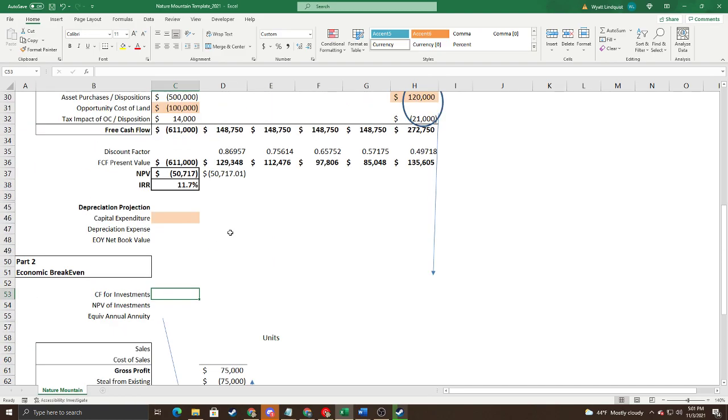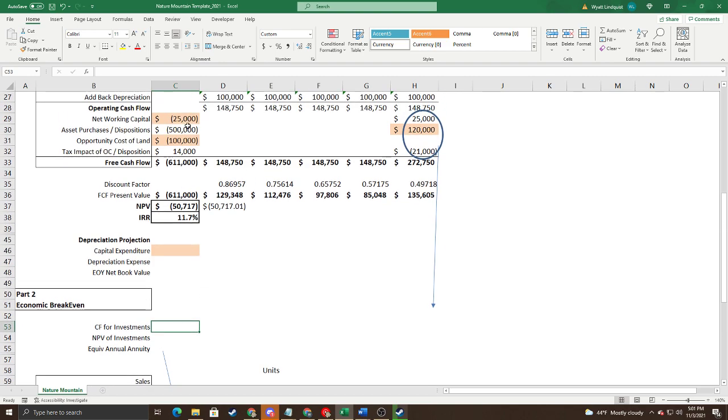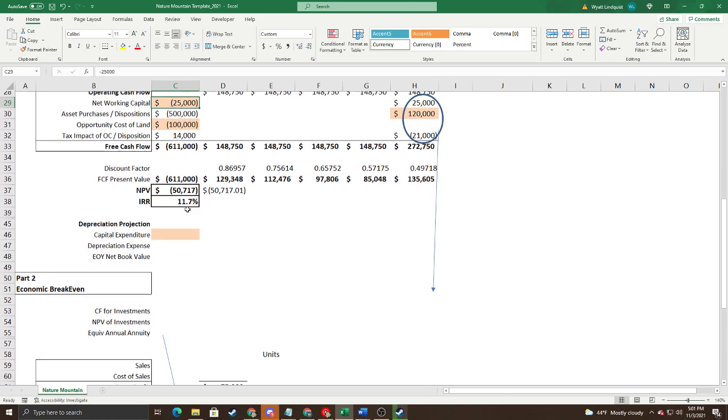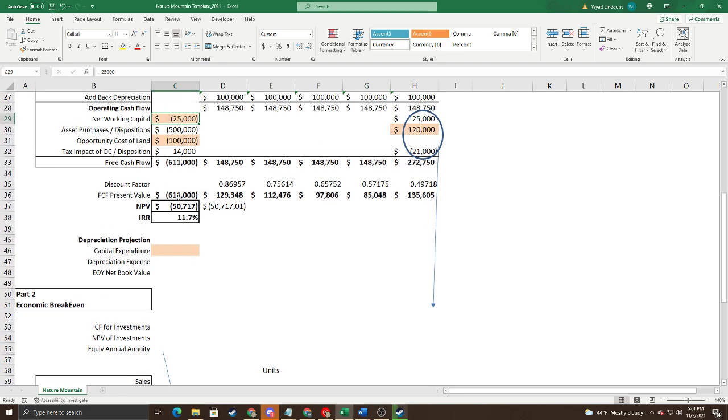So now the cash flow for investments. So let's do that right here. So the cash flow of investments. Now I'm kind of forgetting if we include net working capital in investments or not.